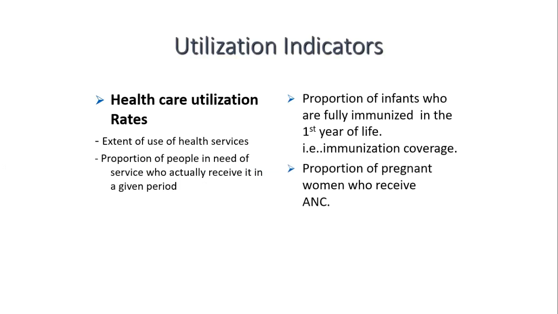Another indicator is the proportion of pregnant women who receive ANC. The Government of India aspires that every pregnant woman should undergo ANC checkup, whereas most of the time it is either 80% or 75%. Some states have 90%, 92%, and some states even 60%. Again, hospital bed occupancy rate is an indicator of how many beds of the hospital are being utilized by patients. These are the proxy indicators for utilization.